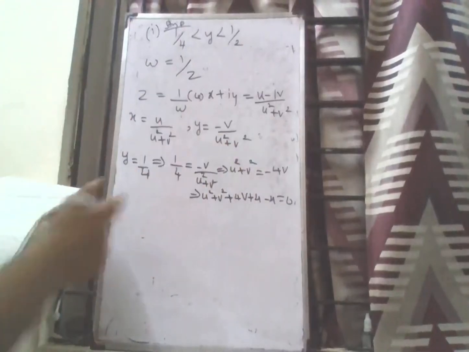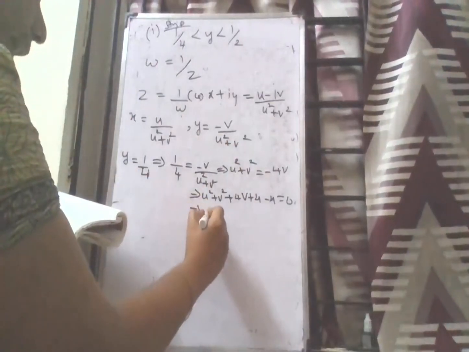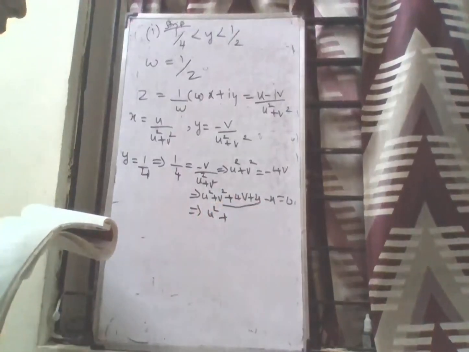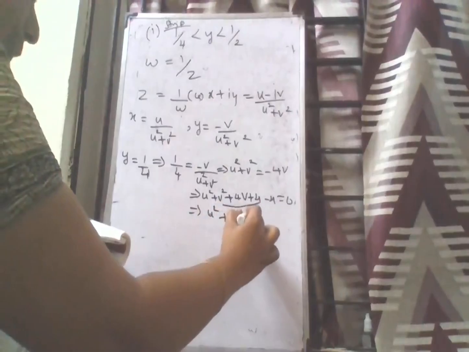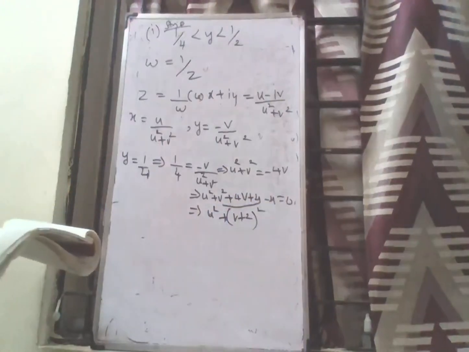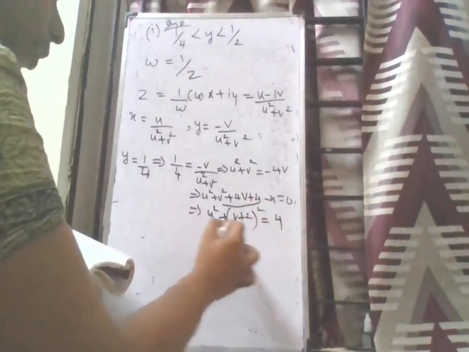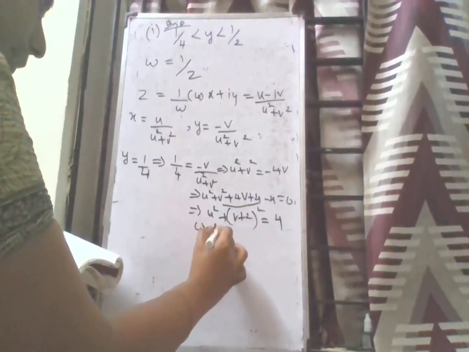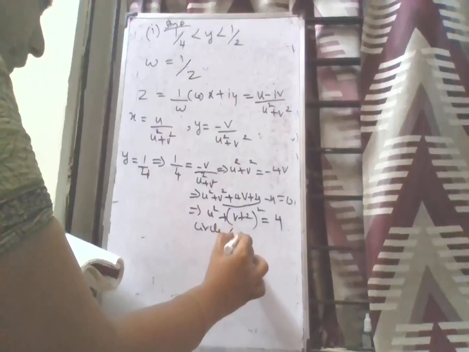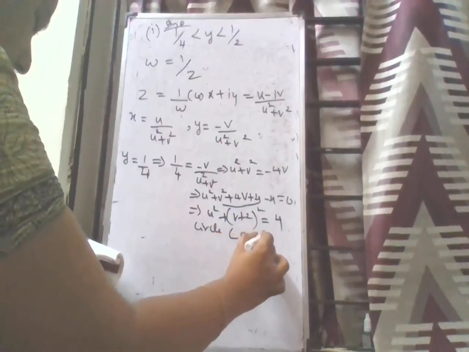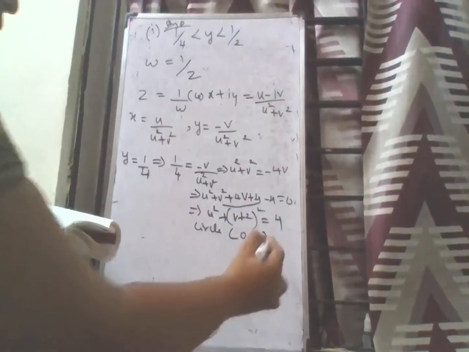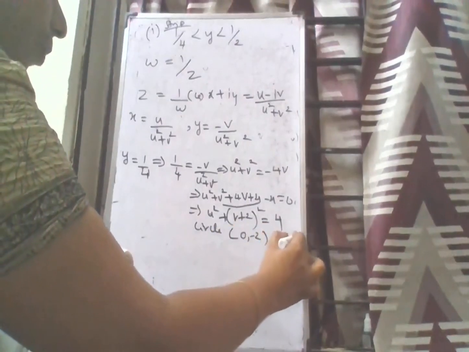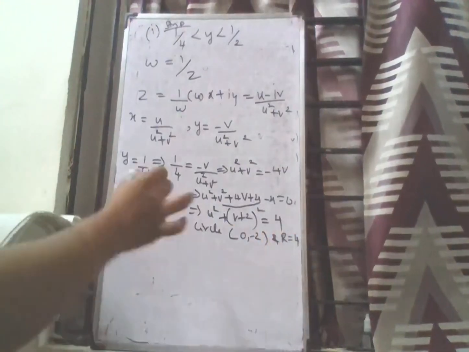Only for that. Okay, so look into it very carefully: u square plus, why can't I combine v square plus 4v plus 4 as v plus 2 the whole square, which is equal to 4. So this represents a circle of center and radius. Center 0 comma minus 2, and radius is 4. Followed? Only for that I have taken.